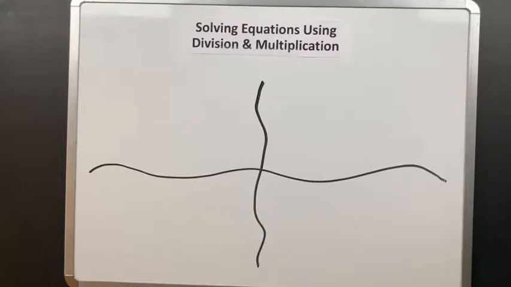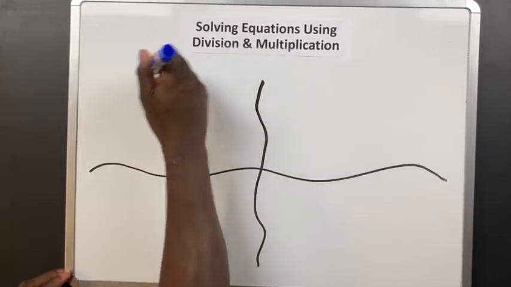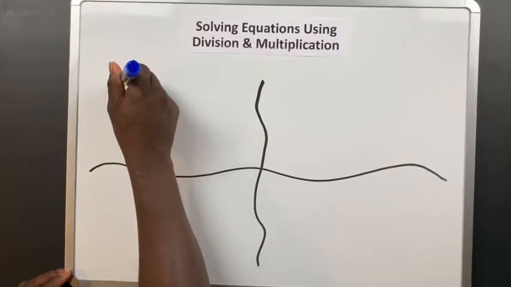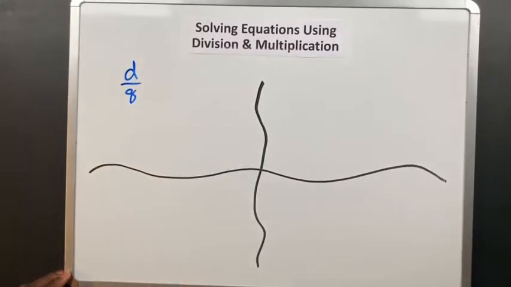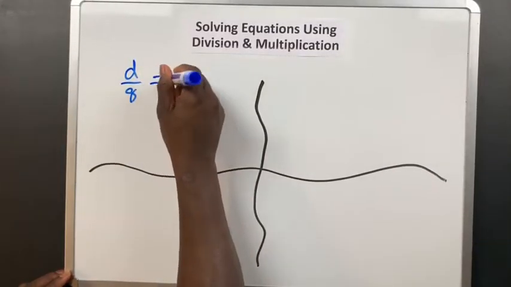All right. So we're going to solve 4 equations and we want to make it explicit which property of equality we are using. So let's go ahead and get started. Let's first begin with an equation where we have d divided by 8 equals 6.